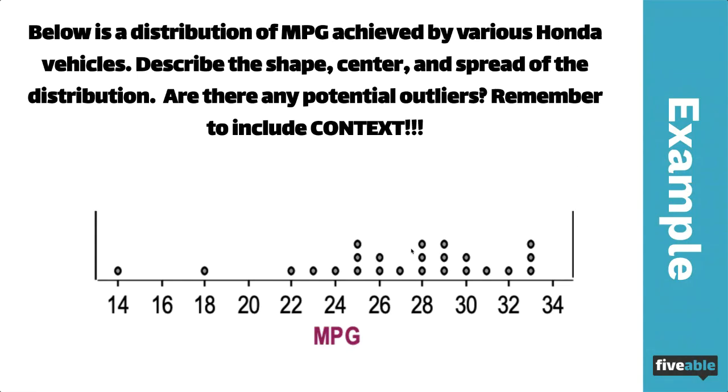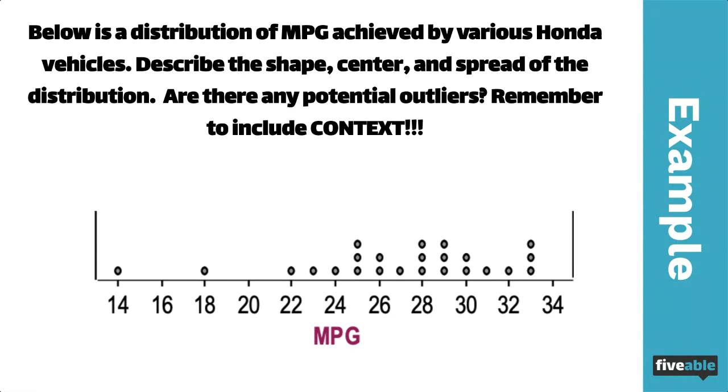Unusual. Is there anything unusual? Yeah, there's 2 data points that might be potential outliers. One car that got 14 miles per gallon and one car that got 18 miles per gallon. So we want to mention that, hey, there might be some potential outliers down on the low end at 14 and 18. So we talked about center, we talked about unusual.